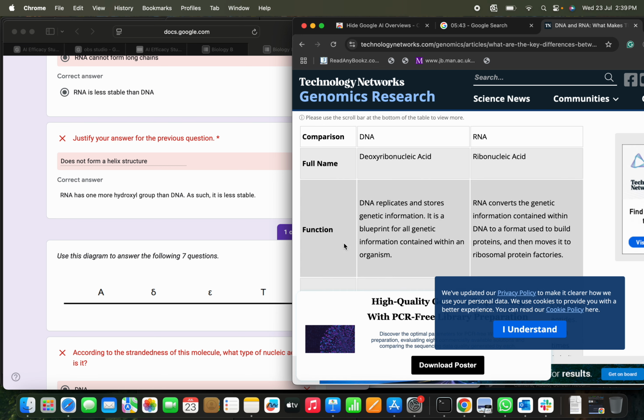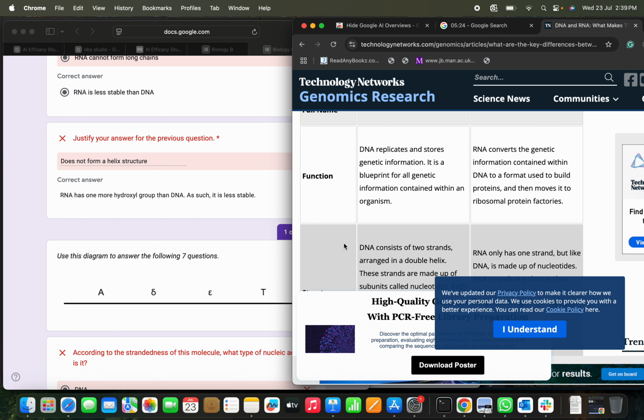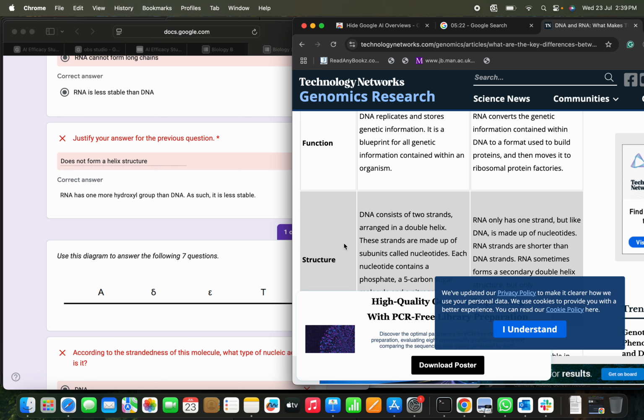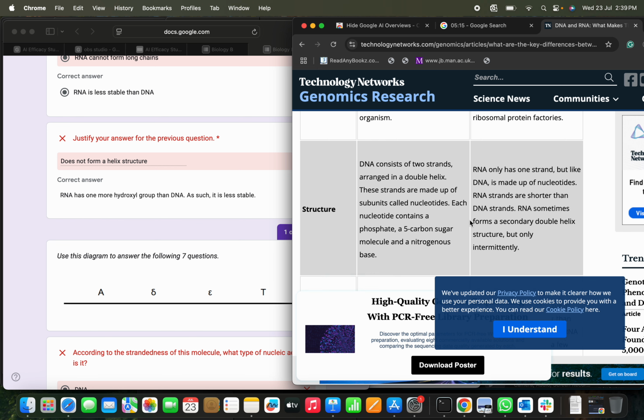DNA replicates and stores genetic material. It's a blueprint for all genetic information. RNA converts the genetic material contained within the DNA to a format used to build proteins, and moves it to the ribosomal protein factory. DNA consists of two strands. RNA has one strand, but like DNA is made of nucleotides.